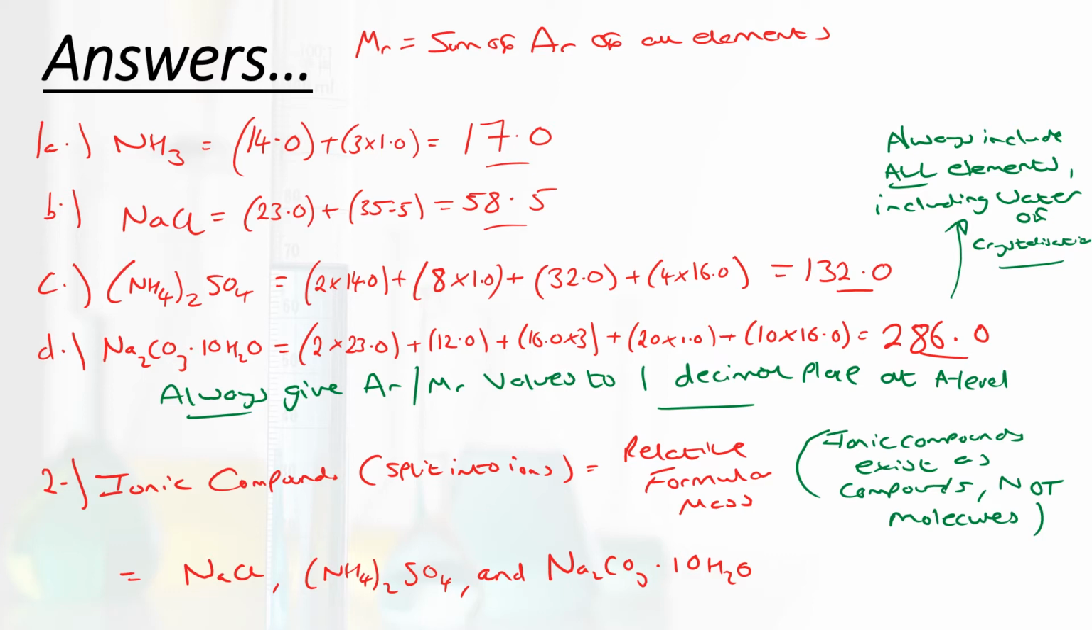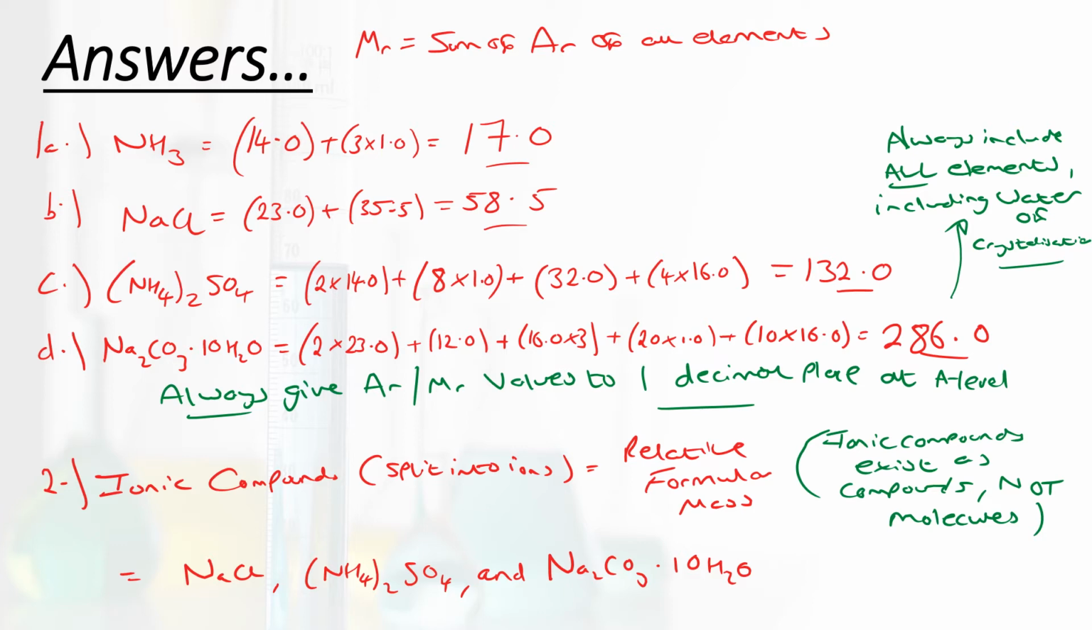And then finally, the sodium carbonate with the 10 waters of crystallization. If we have a molecule like this, with the 10 waters of crystallization, we also have to include that in our Mr calculation. The 10 waters are part of that molecule.